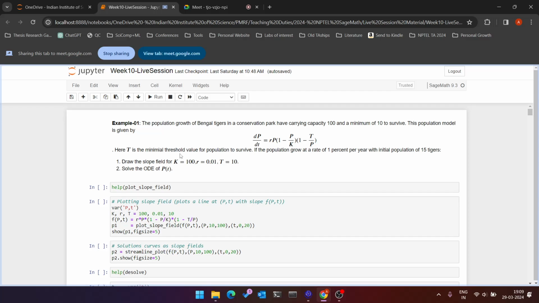So, example one: the population growth of Bengal tigers in a conservation park which has a carrying capacity of 100 and requires a minimum of 10 to survive. The population model is given by dp by dt equals r into p into (1 minus p by k) into (1 minus t by p), where t is the minimum threshold and k is the maximum capacity.